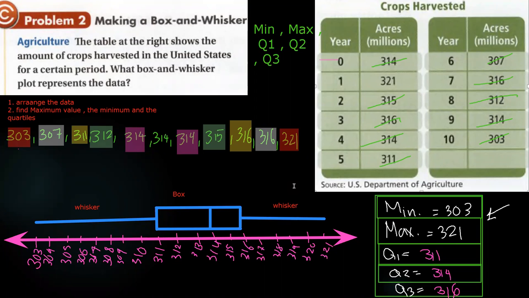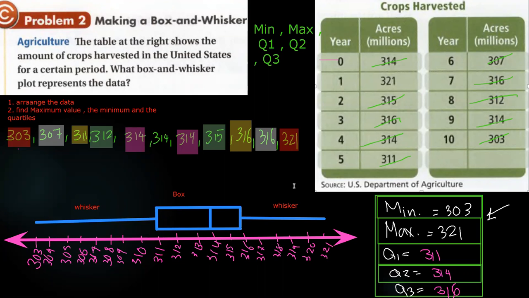So here, first you have to arrange the data. Then after that, you have to find the maximum, the minimum, and the quartiles. Then we have to draw the number line starting from the minimum number, ending with the maximum number. And then we need to represent the data here from Q1 up to Q3.